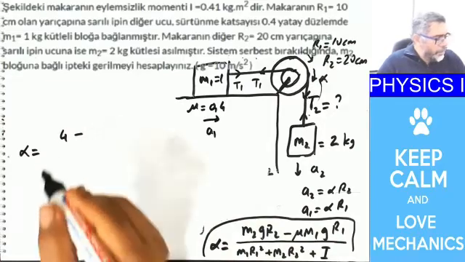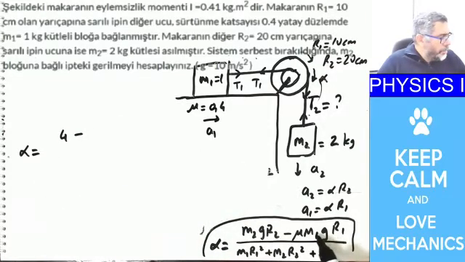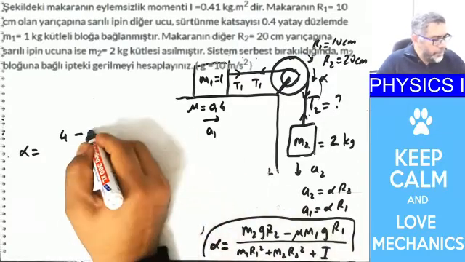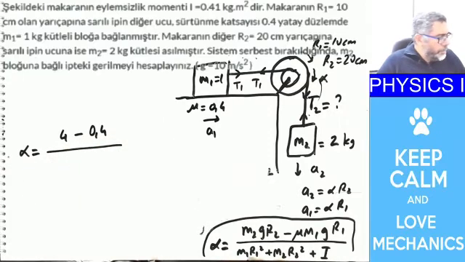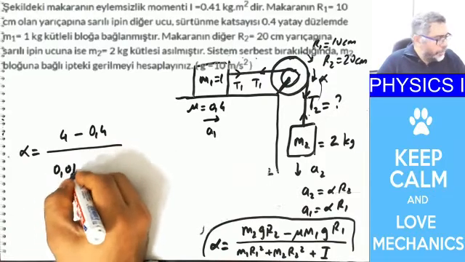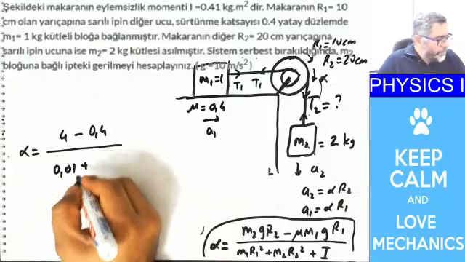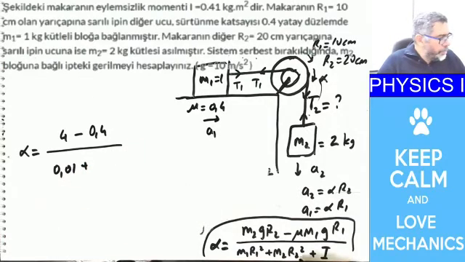Minus, M1 is 1, 10, this is 0.1, 1, 0.4, divided by M1 is 1, R1 is 0.1, 0.1 square is 0.01, plus M2 is 2, R2 is 0.2, right? 0.2 square is 0.04, multiplied by 2 is 0.08.